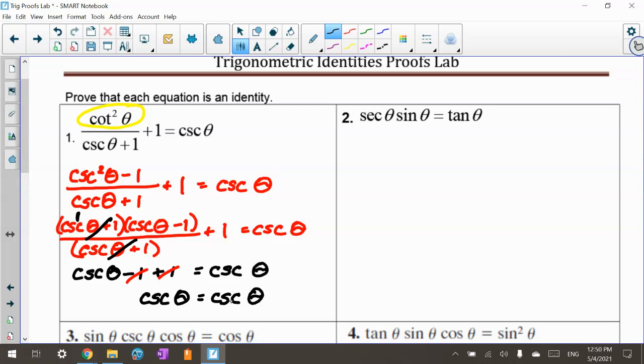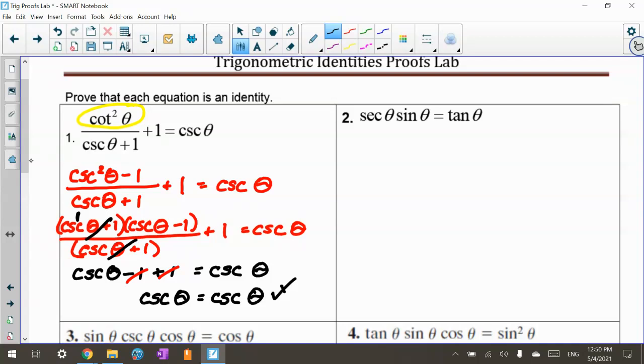And when you're done, you write it like this. You write cosecant theta all the way down. Then you do a check mark with a line saying that you proved that this equation is an identity. And like I told you before, I love, love, love doing this. Okay? The next one I'm going to do is number 3.